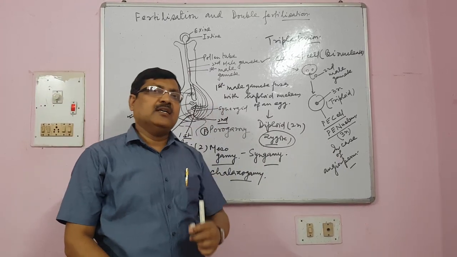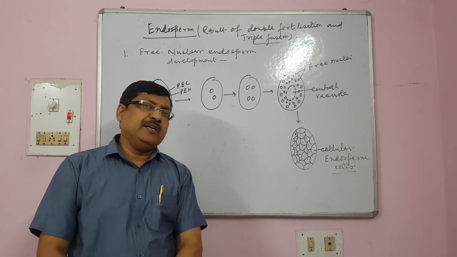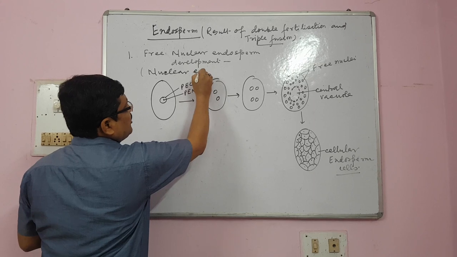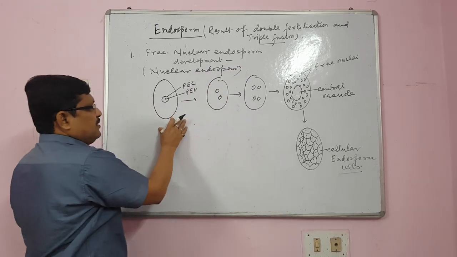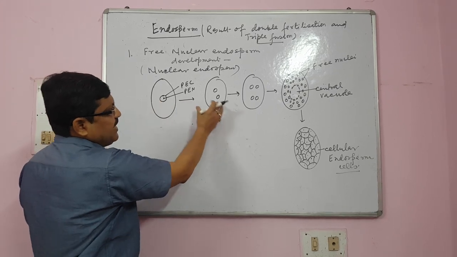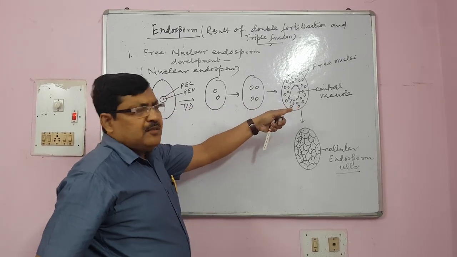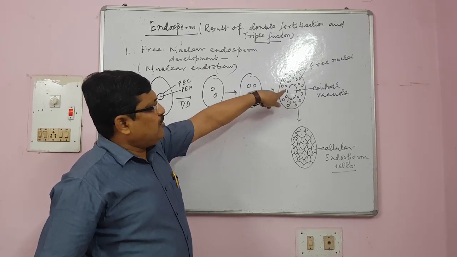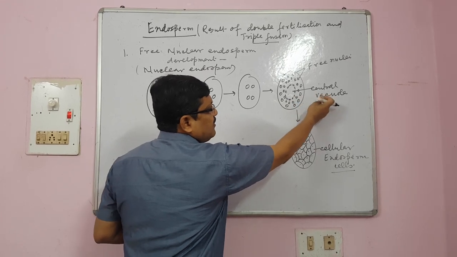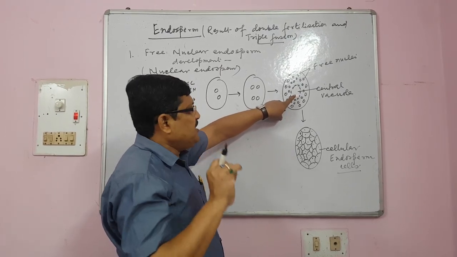Now we will discuss the development of endosperm. Dear students, there are three ways of development of endosperm. The first one is free nuclear, also called nuclear endosperm. In this case, this is the primary endosperm cell and this one is the primary endosperm nucleus, which divides by transverse division to form two cells, four cells, and so on. Means many free nuclei are formed, which are arranged on the periphery of the embryo sac, leaving a central vacuole. And in this central vacuole, some cytoplasmic liquid is available.